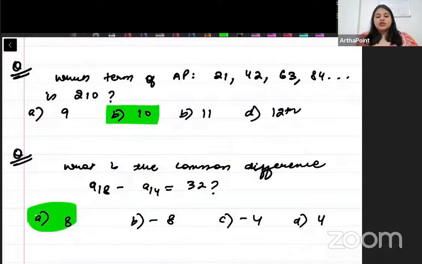Take another 15-20 minutes. Go ahead and practice these questions. And then we will meet after the break. I will start with the concept of triangles now, and we will revise triangles thoroughly. Okay. So you can practice these 3 questions till then. Thank you.